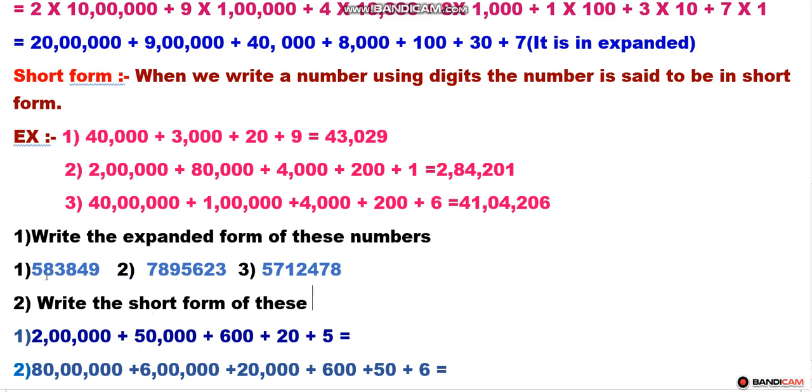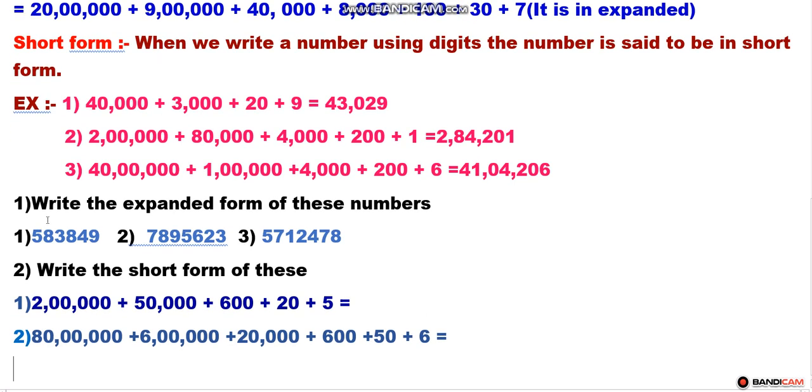See, I given homework for you. Write the expanded form of these numbers. How you write the expanded form? First you arrange the places of every digit, then you multiply digit and place, then you get the place value. Here next question is given. Write the short form of this. Short form is you should find the number of digits and number of places, then you write the number.